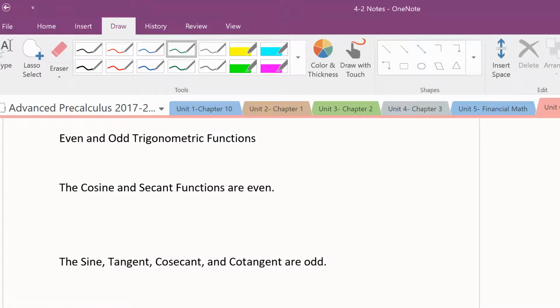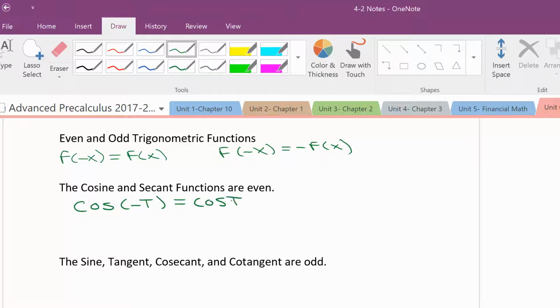Even and odd trig functions. Remember, an even function is when you put in a negative and you get out the same, and an odd function is when you put in a negative and you get out the opposite. The cosine and secant are even functions, meaning when you put in a negative angle, let's say t, then you get out the same as if it was positive.